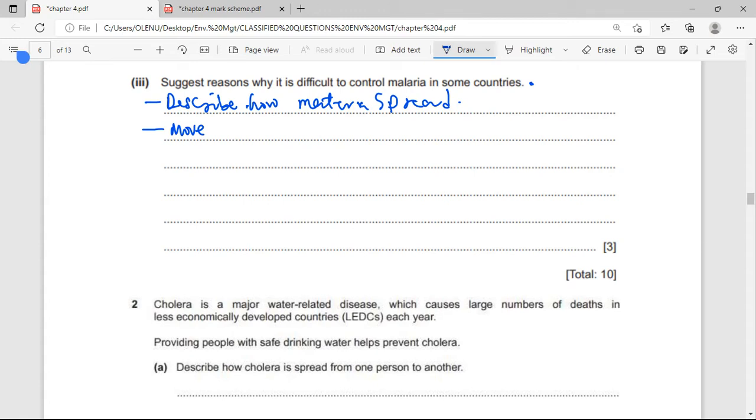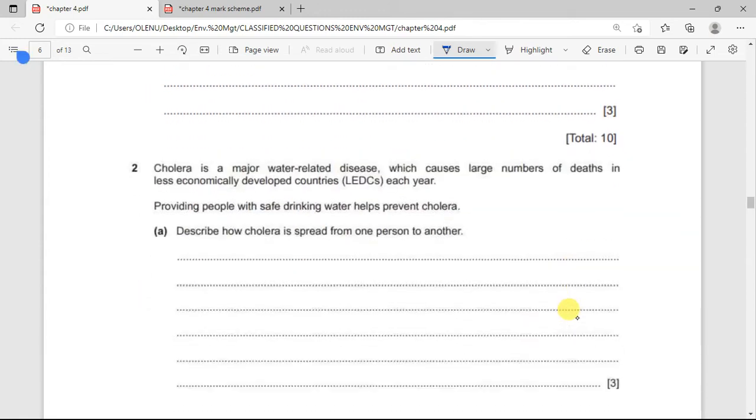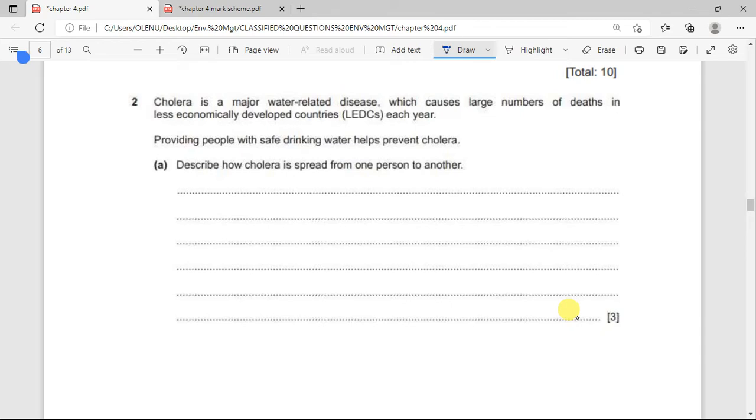And if it gets to a significant level, and also if you take the drugs, you can actually kill it because it multiplies majorly in some part of your liver cells. So you should take note of that, and study it, because I feel it might come out in the exam. Now, cholera is a major water-related disease which causes large number of deaths in less economically developed countries each year.